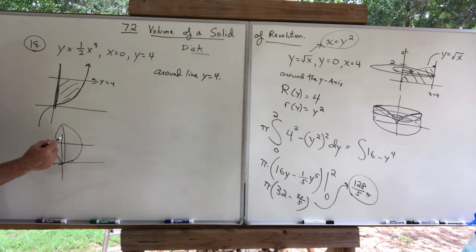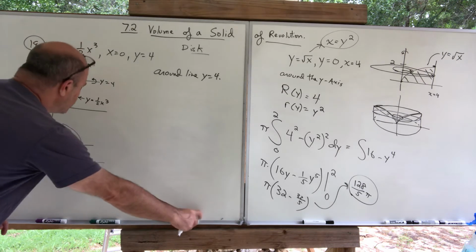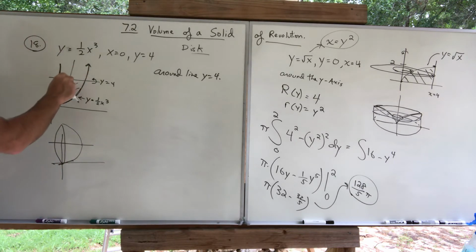I don't know, something like that. Some kind of interesting shape with this cubic function as your guide. So I'm going to point to this. I'm going to call it 1/2 x cubed. I'm spinning around a horizontal axis, which makes me think I'm working in x's. My disk is going to be shaped like this.